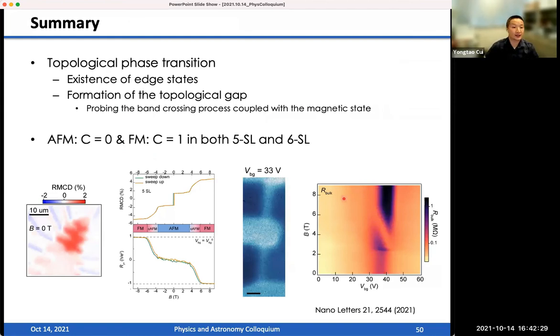Okay, so as a summary, we have used this local scanning probe method to probe the signatures of the topological phase transition. That is in terms of the conductive edge states and also the band crossing that induces the topological gap. So basically, we're using a local measurement to infer properties of this global topological order. And what we find in this material is that in both the odd layers and the even layers, they both go from a trivial case at a low field to a topologically non-trivial phase at a high field. Okay, so that's the conclusion for the second part.